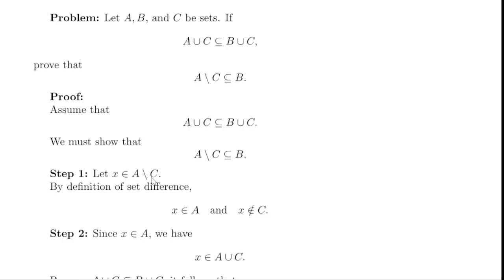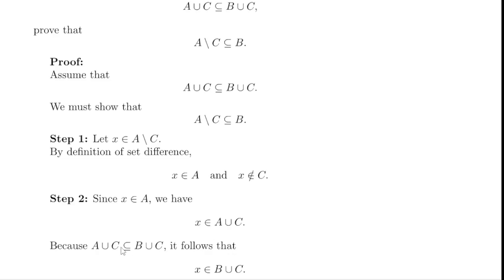Since x is in A and not in C, we have x is an element of A and x is not an element of C. Since x is in A, it's also going to be in the union of A and C. Because A union C is contained in B union C, then x also has to be in B union C.